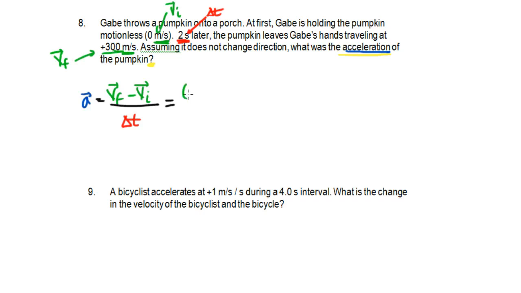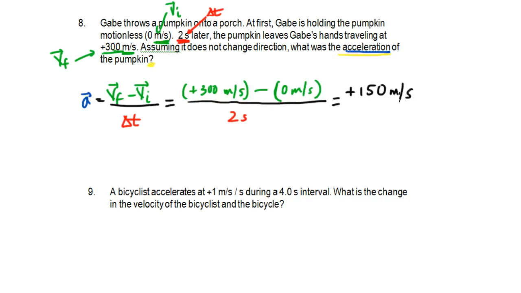So v sub f, plus 300 meters per second, minus v sub i, 0 meters per second, divided by 2 seconds. All right. So from this, we could just do the math right away. Plus 300 meters per second divided by 2 seconds. This will give you plus 150 meters per second per second. And that is your answer. So these are pretty simple once you figure out how to do them. Let's look at number 9.